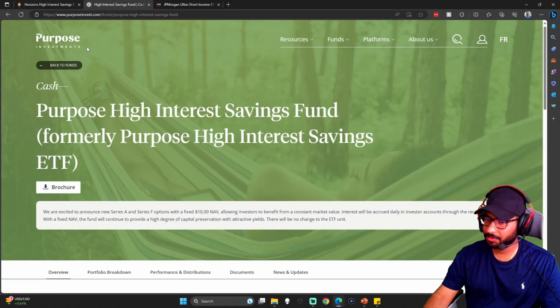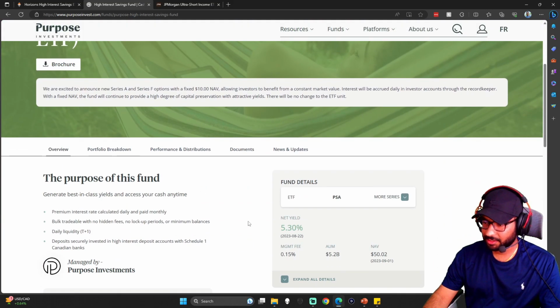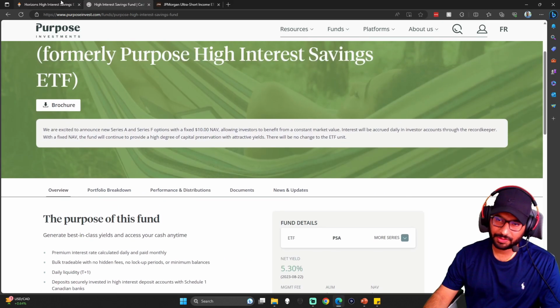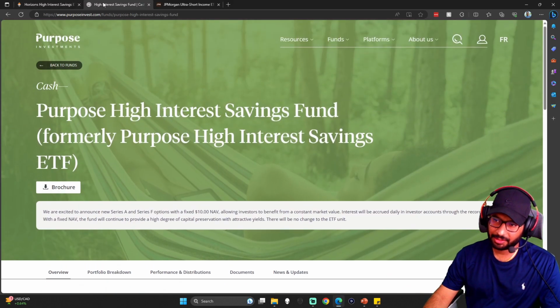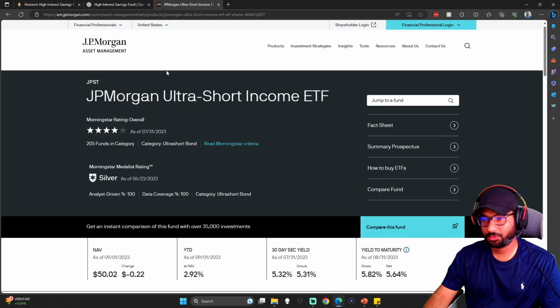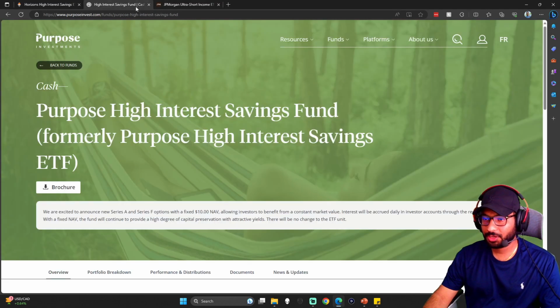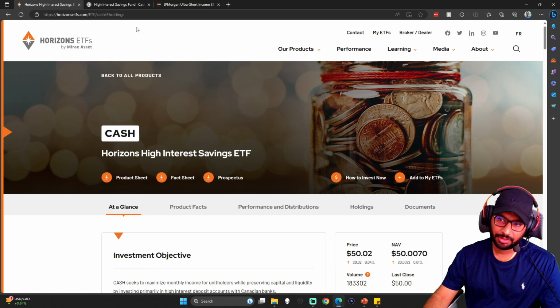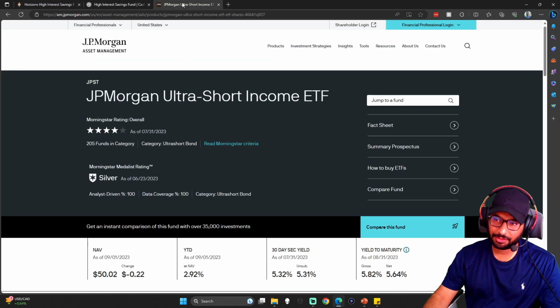The second one is from Purpose, the ticker name PSU. This is another one, very similar, no difference. The companies are different, but other than this, no difference. If you really want to buy in USD, then we have the JP Morgan one, JPSD. By the way, we also have the USD version in PSU or in the cash. Okay, so whichever company you like, you can buy that.